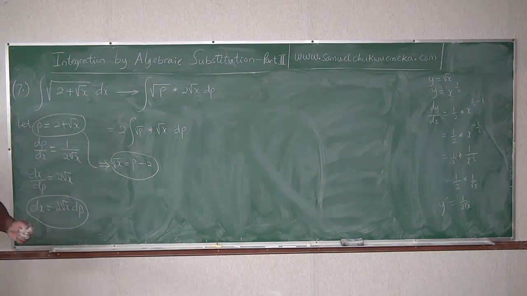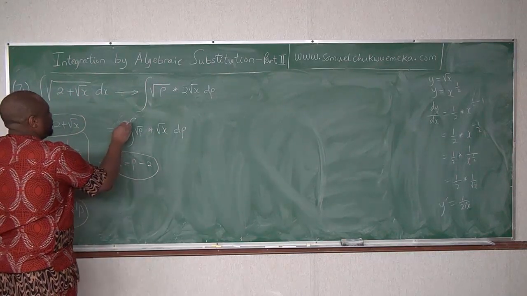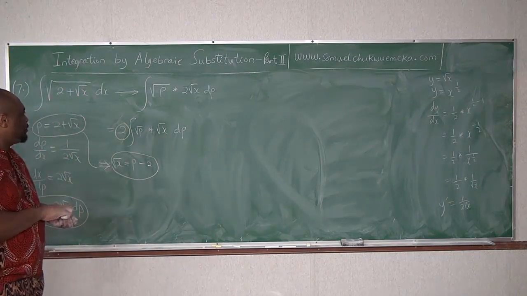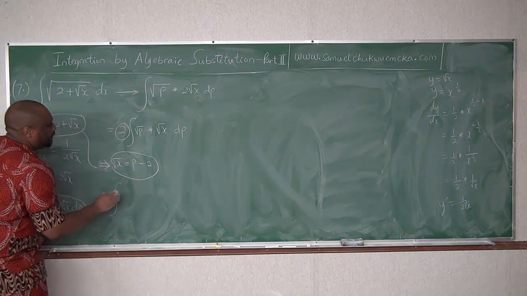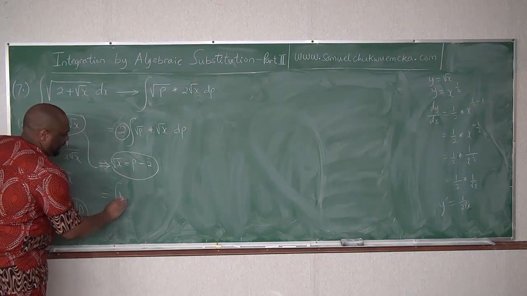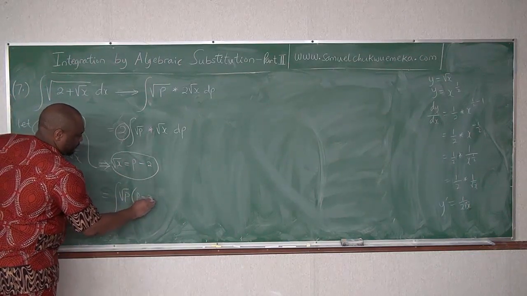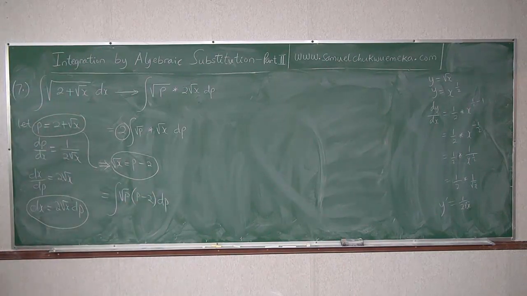See that? P minus 2. So, I still, let me circle this 2. I don't want to mess with it now. Okay? So now this will be the integral of root p times p minus 2 dp. See that?